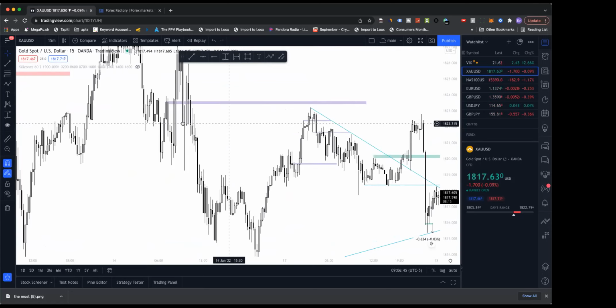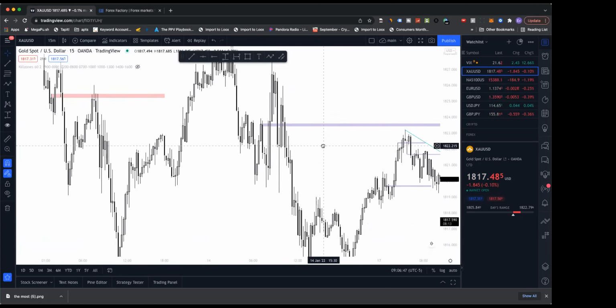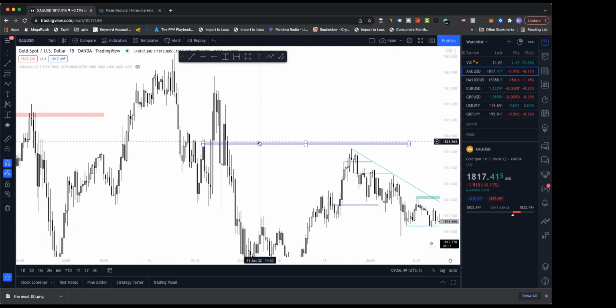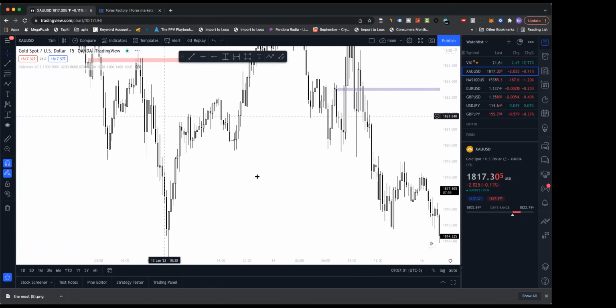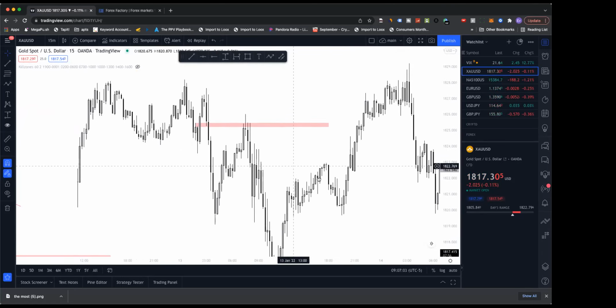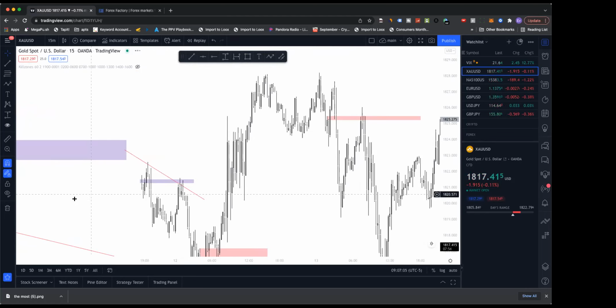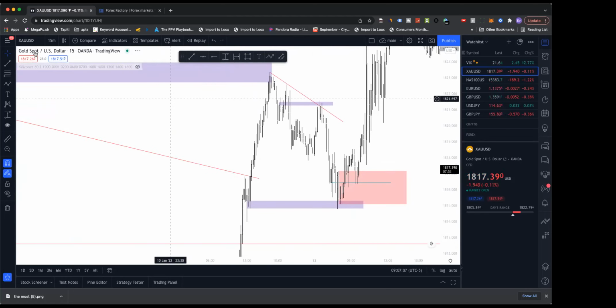Where's the other setup I wanted to go over? This was a setup that swerved us this week. I wanted to take a sell from here. It barely missed it, and then it just kept dropping after that. Okay. I'll show you some more examples. Let me go back to my H4.